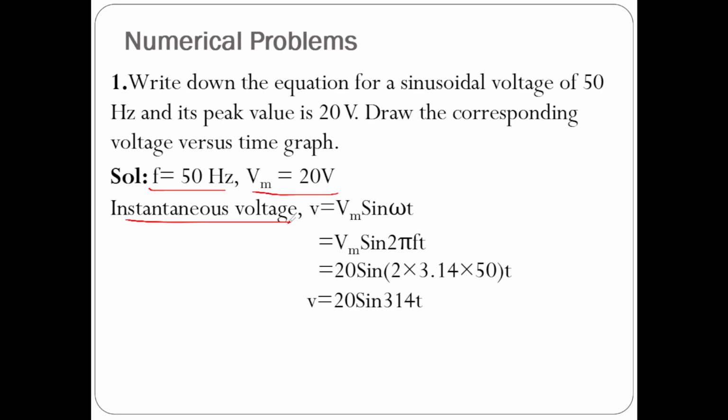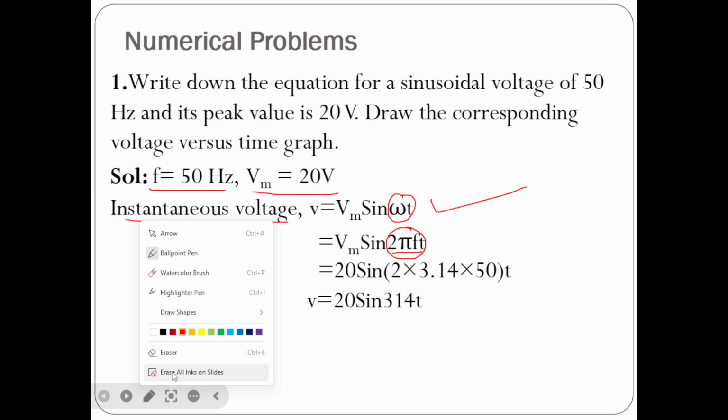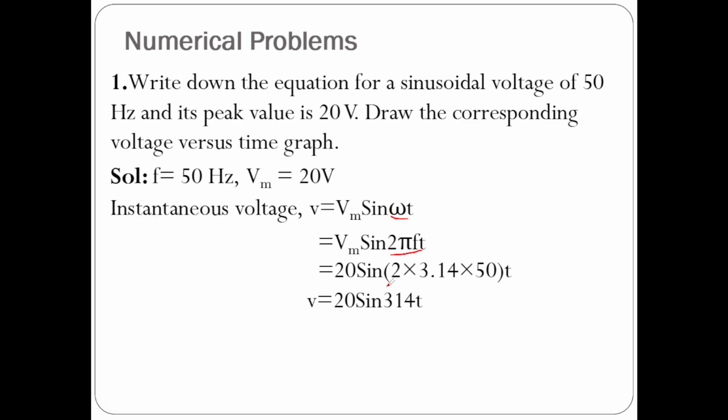So we know the instantaneous voltage equation, V equal to Vm sin omega t, where omega is 2 pi f. So instead of writing omega, you can write 2 pi f. What is Vm? Vm is 20. So write 20 here, and 2 into pi, which is 3.14, into f, which is 50, into t. So this is our voltage equation.